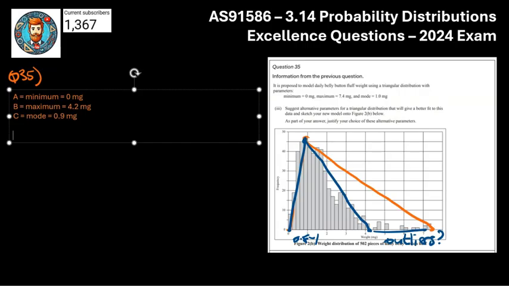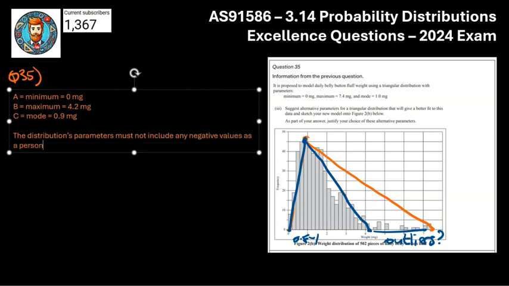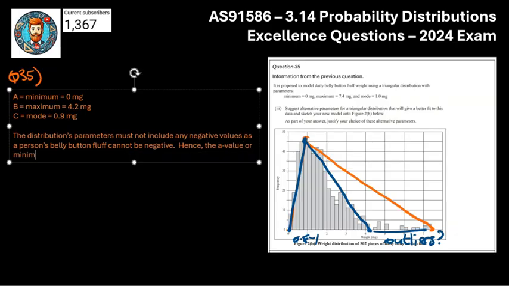So let's start off with A. We'll just really go in order, I suppose. So the distribution's parameters must not include any negative values, spelled negative wrong there, negative values, as a person's belly button fluff cannot be negative. So that's what we were talking about before, how we justified 0 as our minimum. I can now link that to my actual A value, hence the A value or minimum should be 0 milligrams. So I like that. That's short and sharp. That one was a really easy one to justify.